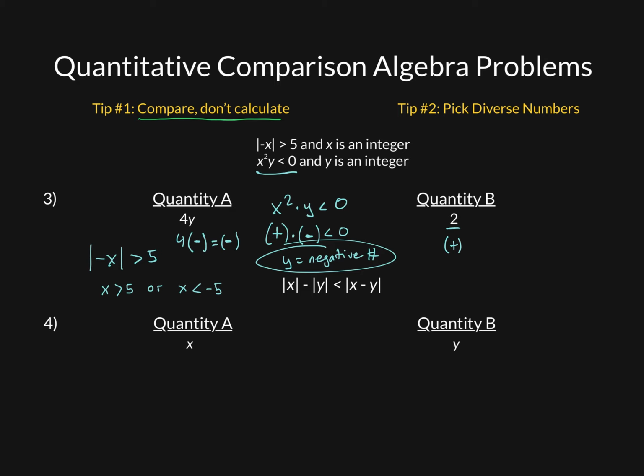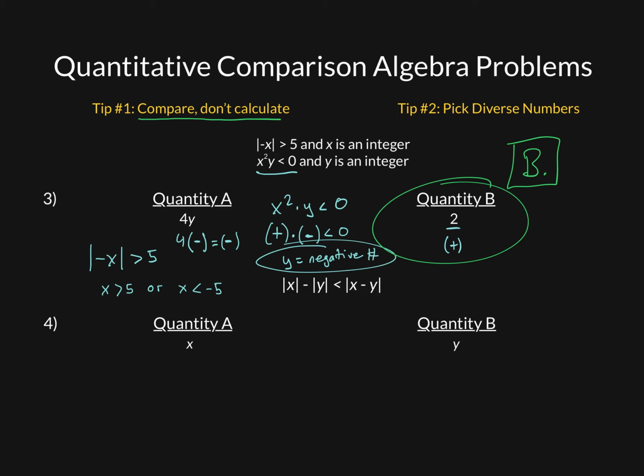What we're doing is we're comparing the two. So we won't ever know what the value of 4y is, but all we need to know is that it's going to be a negative number. 4y is going to be negative no matter what. So a negative number compared to a positive number, we know quantity B is going to be bigger here. Therefore, our answer is B.